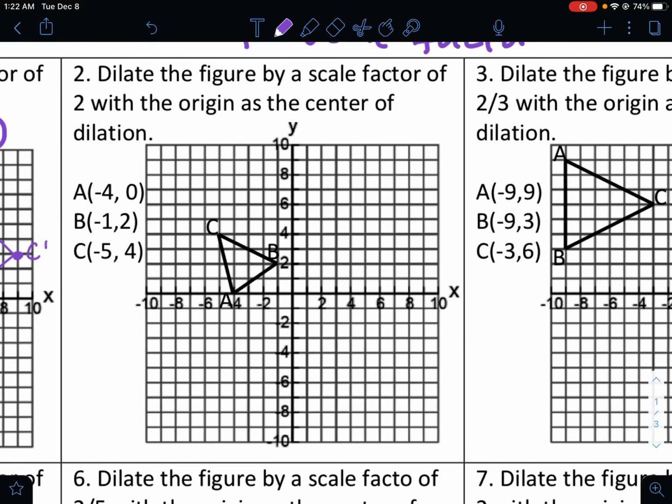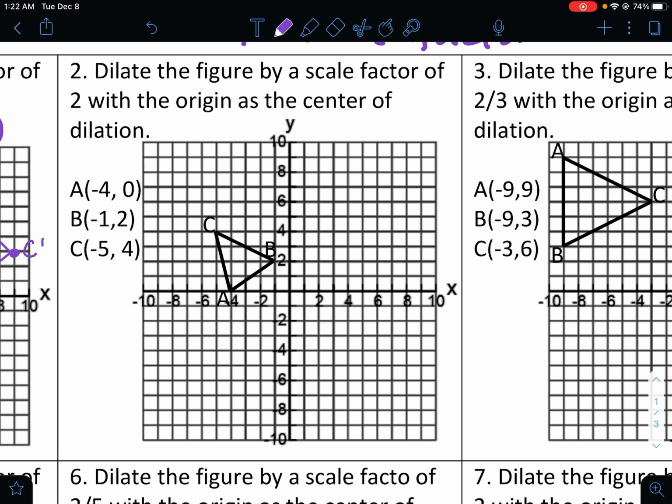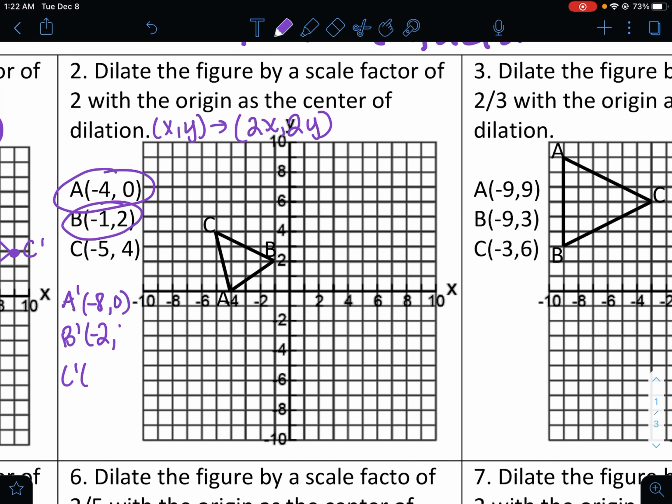Number 2, dilate the figure by a scale factor of 2 with the origin as the center of dilation. So the scale factor of 2 means that the new shape will be 2 times as large. So this will definitely be an enlargement. So the rule would look like this: 2x, comma, 2y. And then you have A prime, B prime, C prime. So just multiply everything by 2. So for A, you just have negative 8, and 0 times 2, of course, is 0. For B, you would have negative 2, 4. For C, you would have negative 10, 8. So that's all you got to do for that.